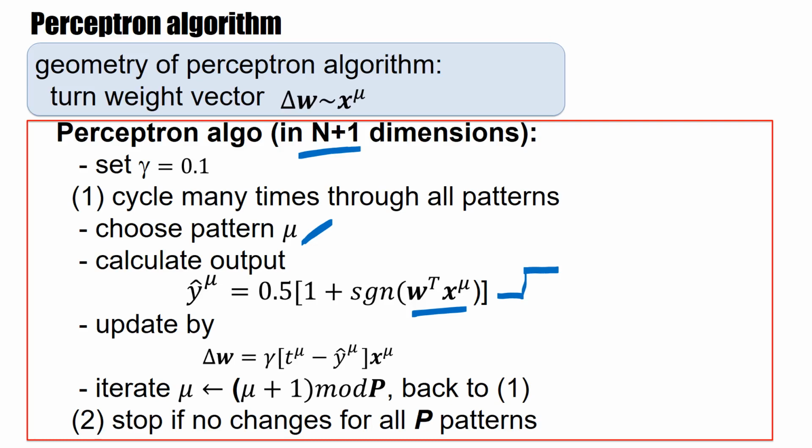And then we update, we change the weight vector in direction of the pattern that we have tested, but we change it proportional to this factor here. And now in this factor, you compare the target output with the actual output. So if the actual output is a 1 and the target is a 1, then no change happens. But if the target is a 1 and y hat is 0, then we change, and we change in direction of this input pattern.